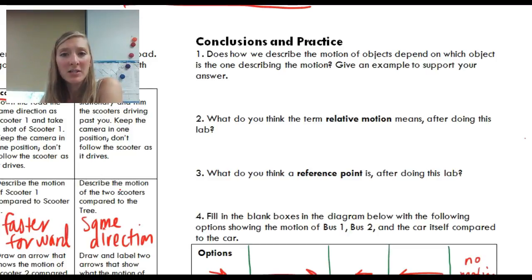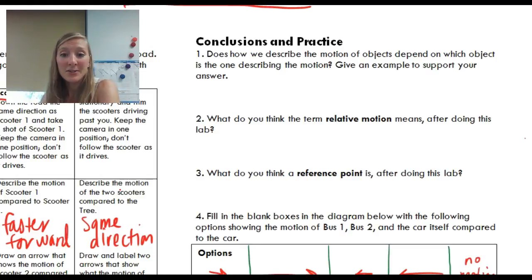So when you're thinking back to your lab, if you were looking at one object moving, was it the same from both the tree and the scooter, or from the scooter itself and the tree? So think about that for a second, and I'm going to have a pensive thought face. You can pause it, write your answer down, and come back.